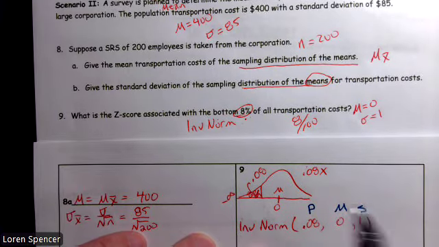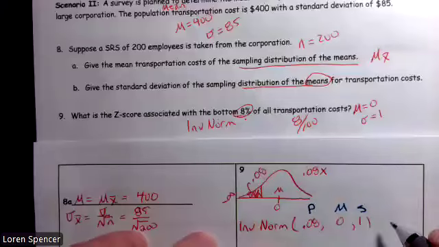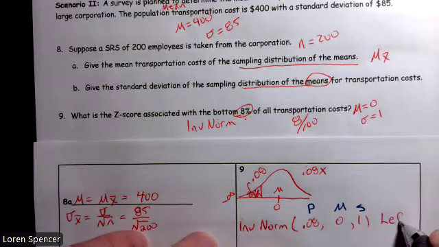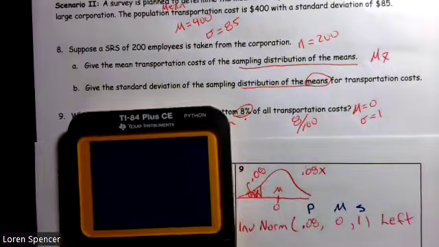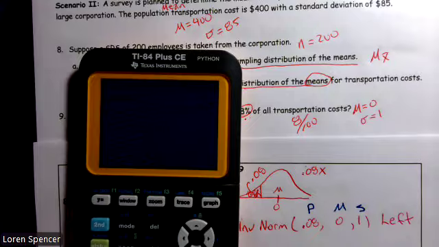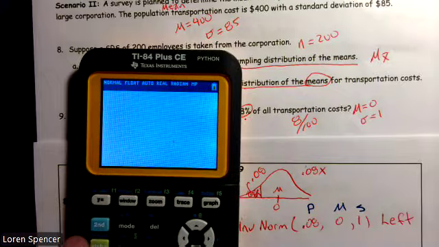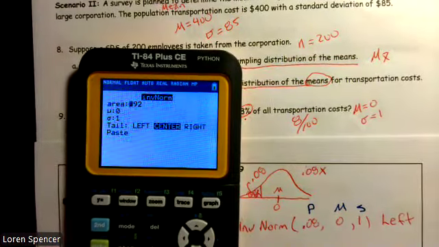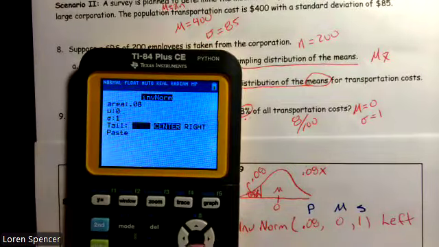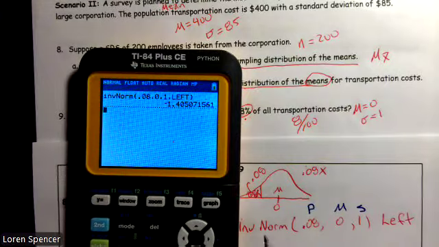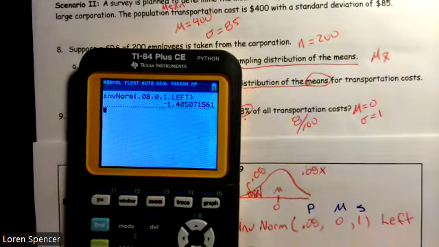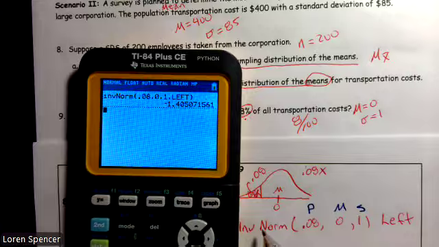And we're shaded from the left. So we're going to need to write the word left as well to make sure that we choose the right thing. So when we do that, second vars, inverse norm, we're going to put in 0.08, mean is 0, standard deviation 1, and we're choosing left. And we paste and we get a z-score, because that's what we're looking for.